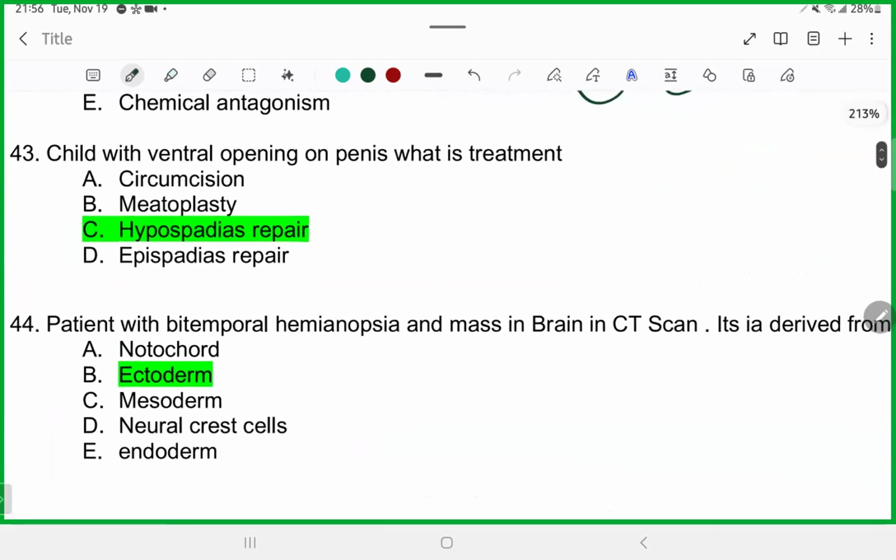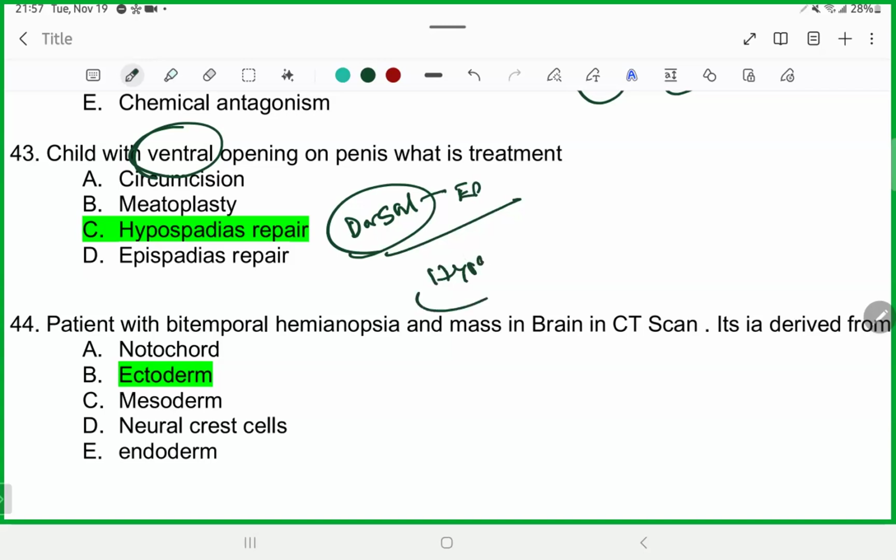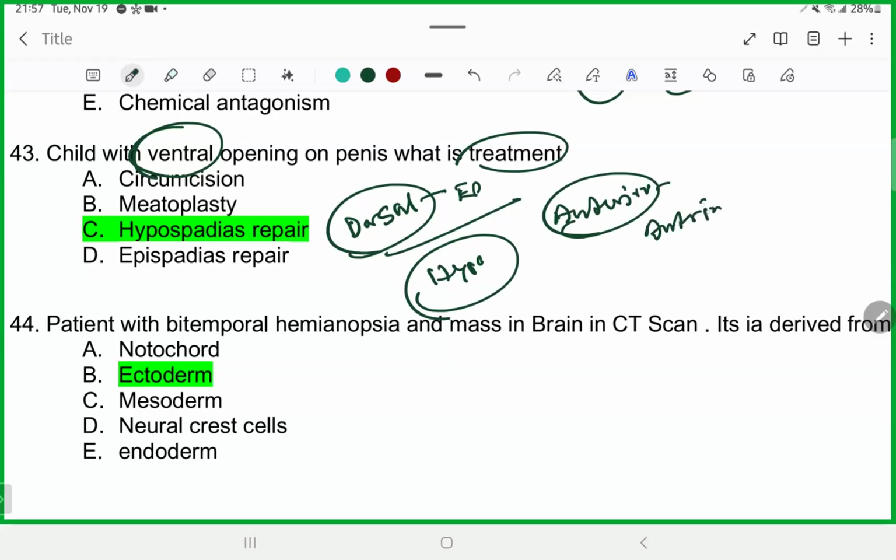Child with a ventral opening on the penis: remember ventral and dorsal. Dorsal is epispadias, ventral is hypospadias. Very simple. Treatment of hypospadias is surgical repair, very simple. And anterior is normal. We all have our opening on the anterior side, so don't get confused with anterior and dorsal. Dorsal is abnormal, anterior is normal.